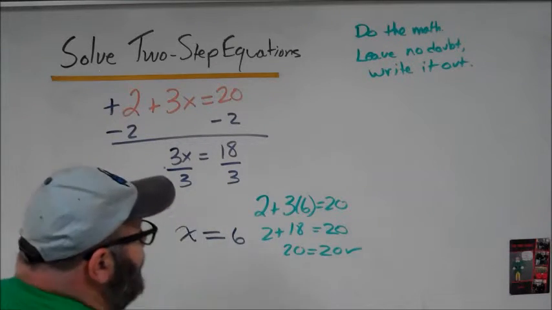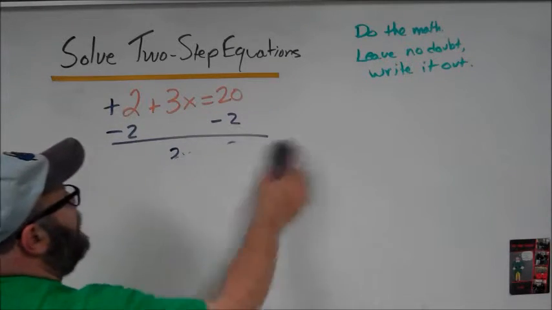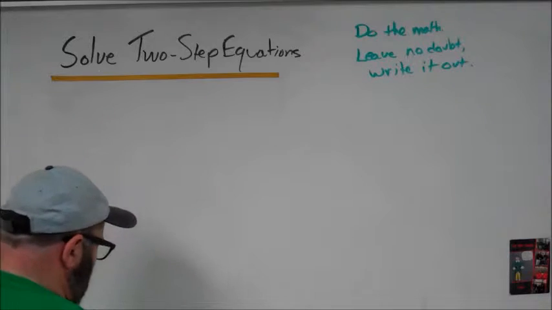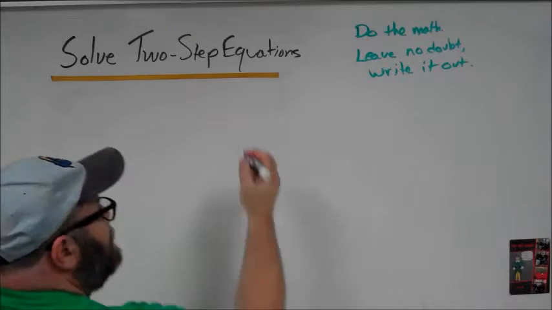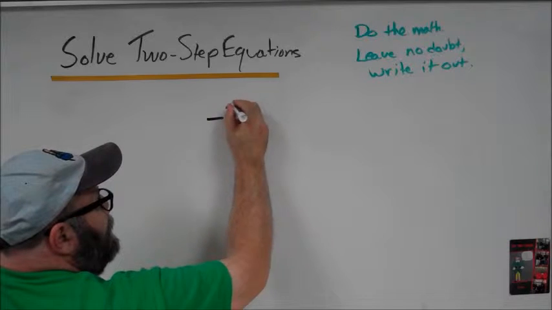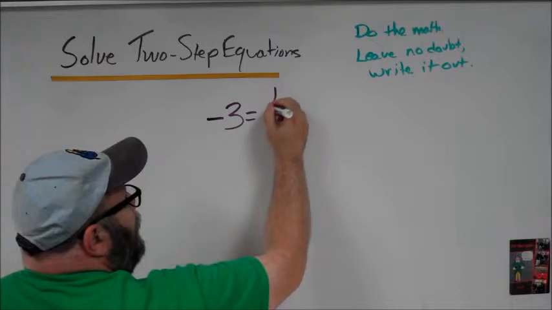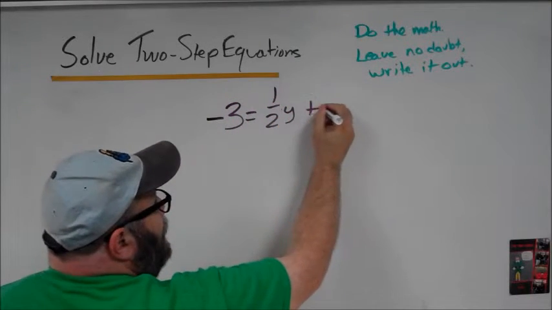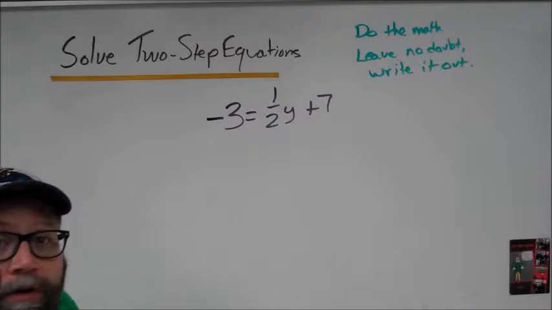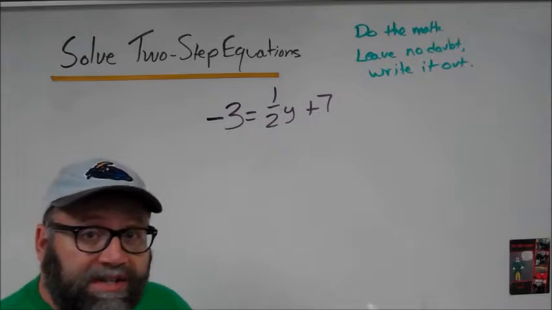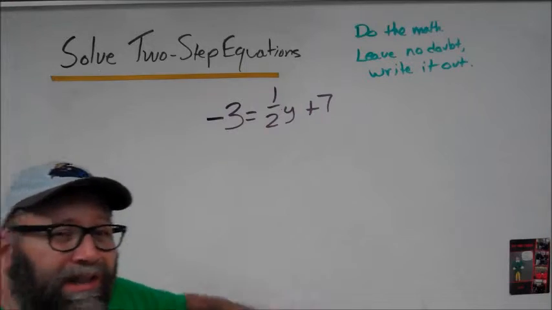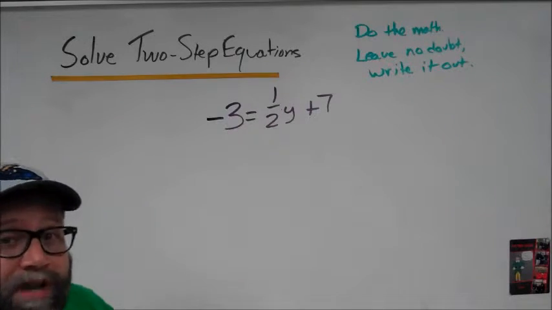Okay, let's take it up a notch from there. That's just kind of your training wheels. Like, hey, don't forget how to do this. Let's go to something like this. Let's get a rational coefficient in this because that's what we've been working on. Negative 3 equals 1/2 y plus 7. Now, I moved the variable to the right side, doesn't matter. Have something that we like to call the answer on the left side, doesn't matter.